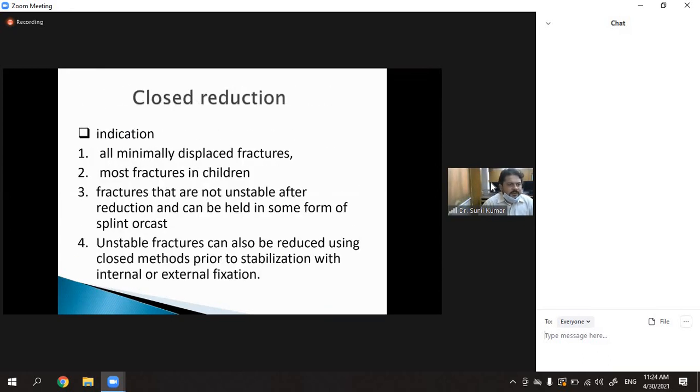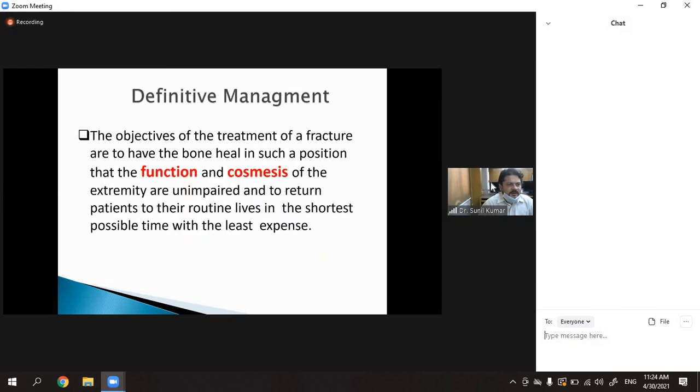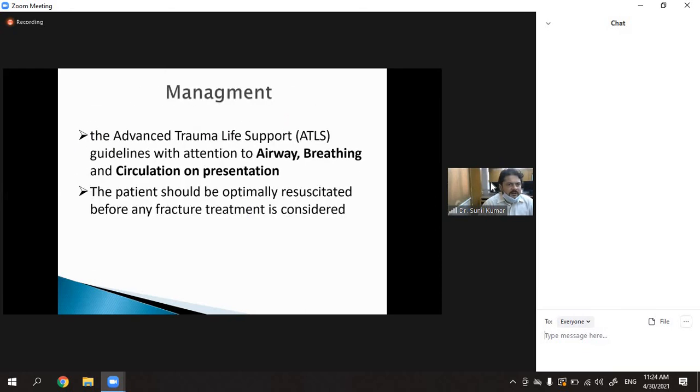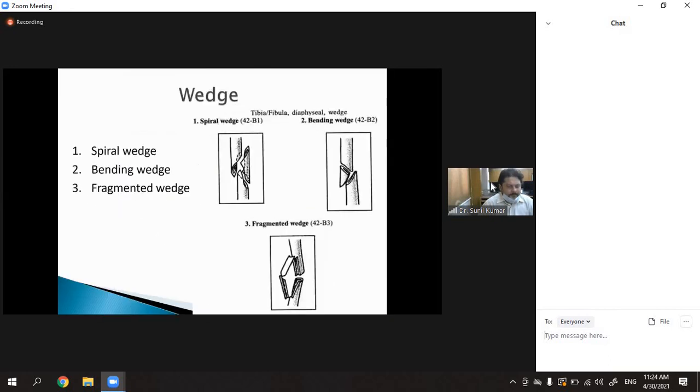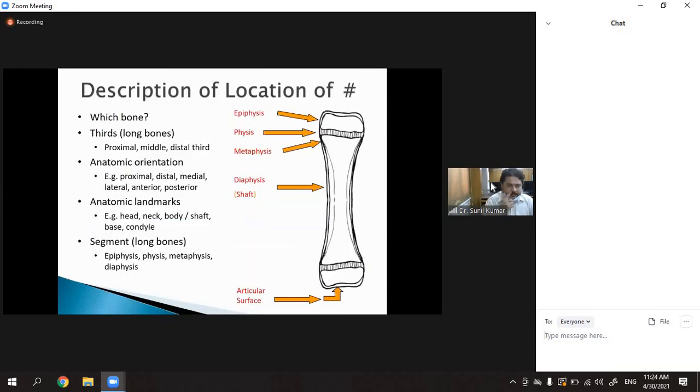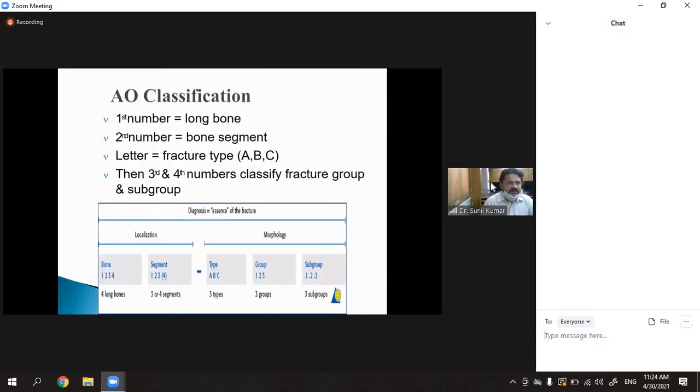There is one question regarding the AO classification. In the AO classification, there are first two numbers. The first number is the long bone, and the second number is the bone segment. Then there is a letter like A, B, C, which defines the fracture type. And then the third and fourth numbers classify the fracture group and subgroup.